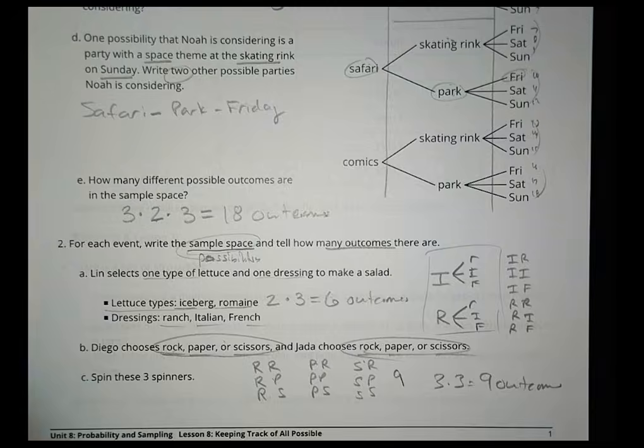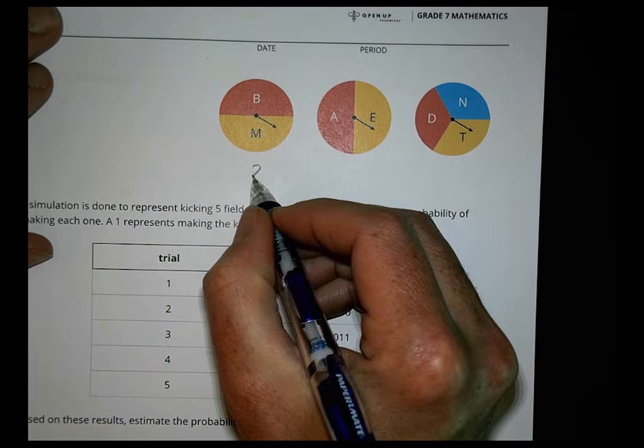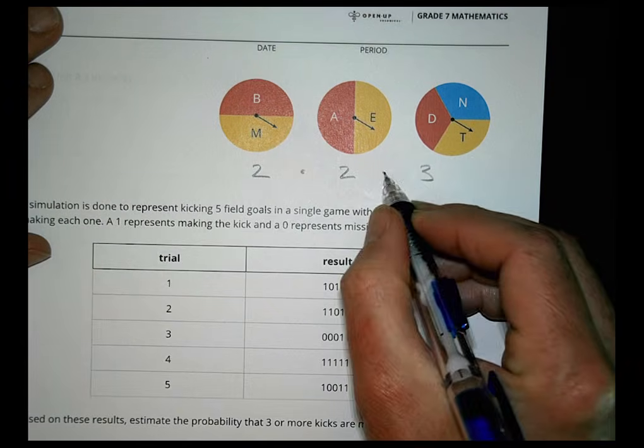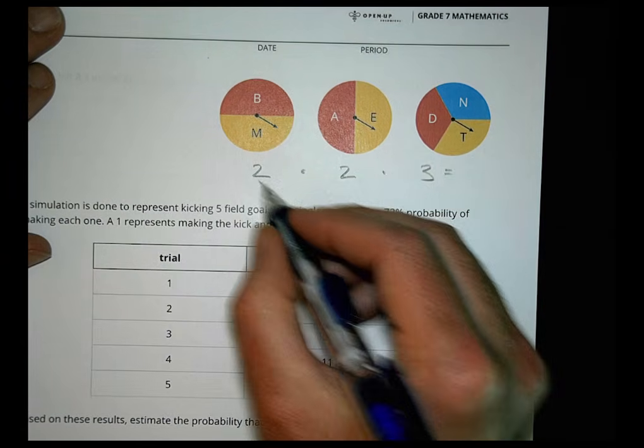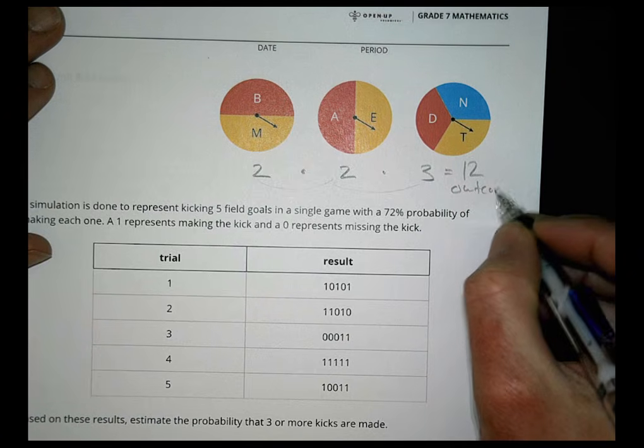We'll look at 3 spinners. Here we go. So we're going to spin some spinners here. And once again, what do we see? We have 2 options here, 2 options here, and 3 there for a total of how many outcomes? 2 times 2 is 4, and 4 times 3 is 12. So we have 12 outcomes.